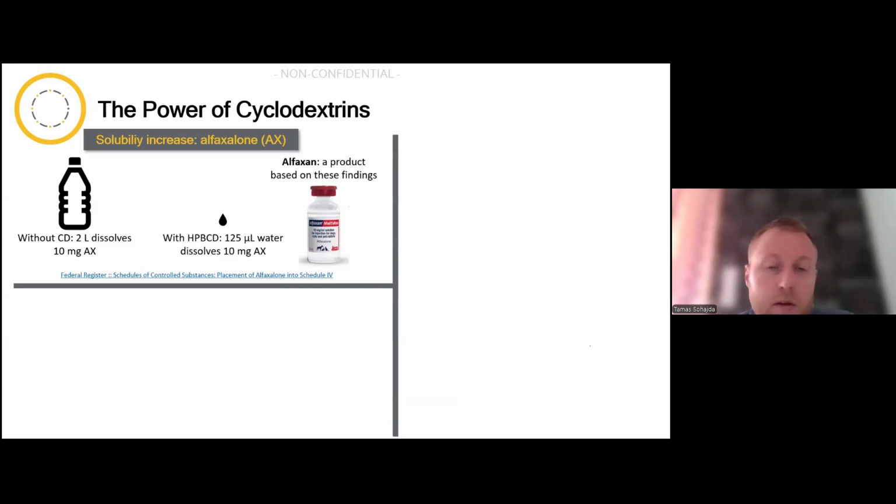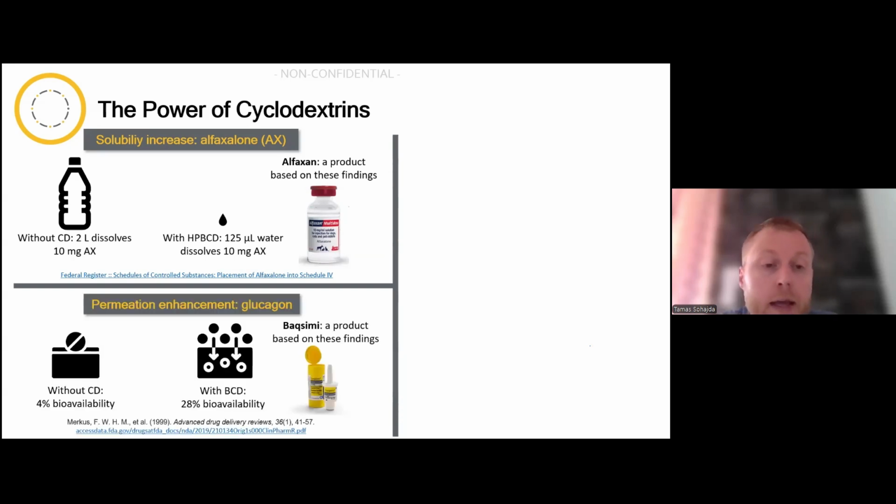Okay, solubility increase. Here you can see that to dissolve 10 milligrams of alpha-oxalone in water, you would need about 10 liters of the media, and in a cyclodextrin containing solution, below 1 milliliter would be enough, which is around a 10,000-fold improvement in the solubility. They can also help to improve the permeation. So not just a solubilizing effect, but a permeation enhancing effect.